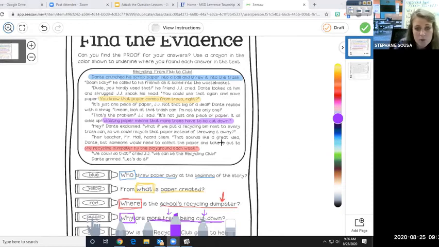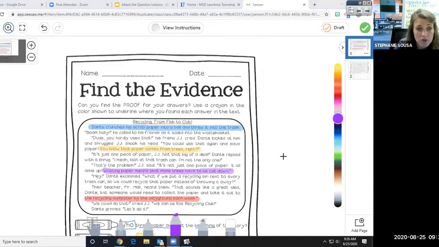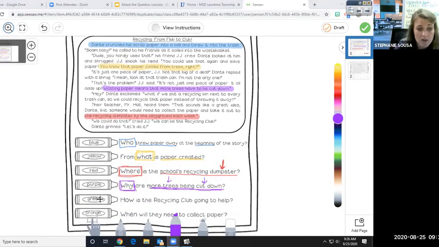Our next one is green. Now I zoomed, so I actually have to scroll down a little bit to see my green. So I'm just going to scroll down and look, it saves my work. Okay, so I'm going to choose a color of green that I like, a shade of green. That one looks nice to me. This is a how question. How is the recycling club going to help? This is about the recycling club. We're looking for an explanation of a way that the recycling club is going to help. Okay?